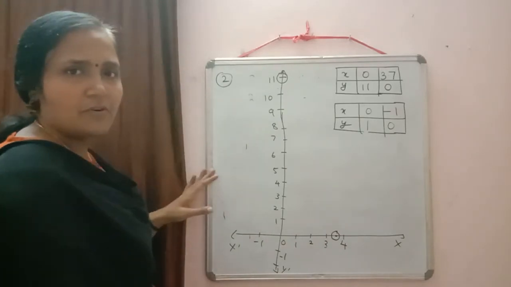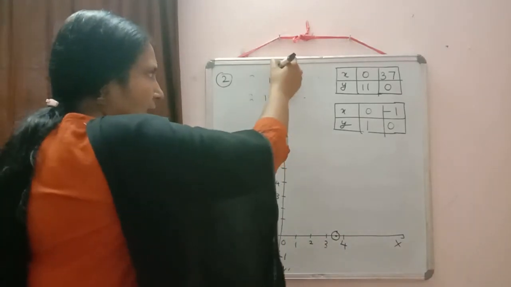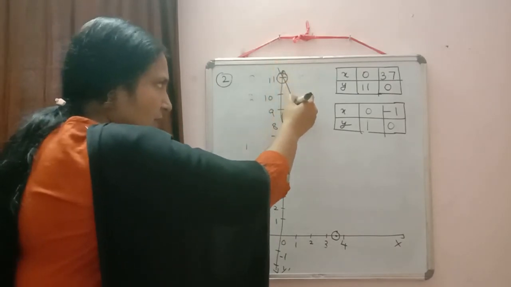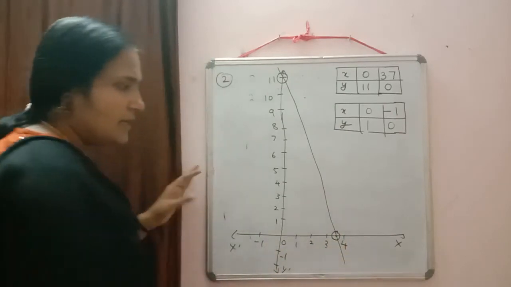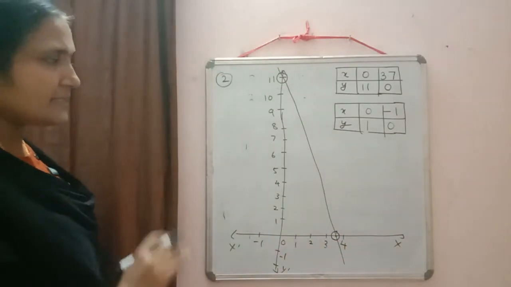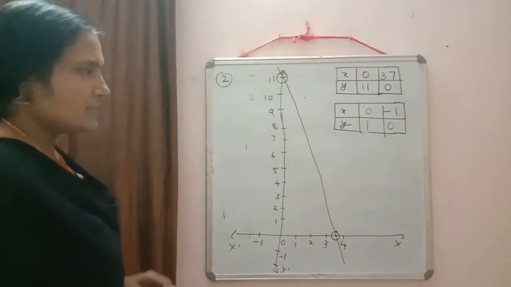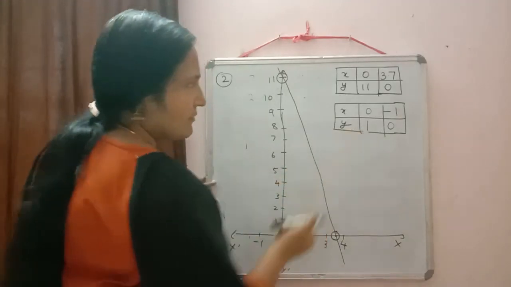Now what we have to do? Yes, we have to draw a line which passes through these 2 points. A straight line passing through these 2 points. So you all draw with a scale. Now similarly we will draw the graph for the second one also.